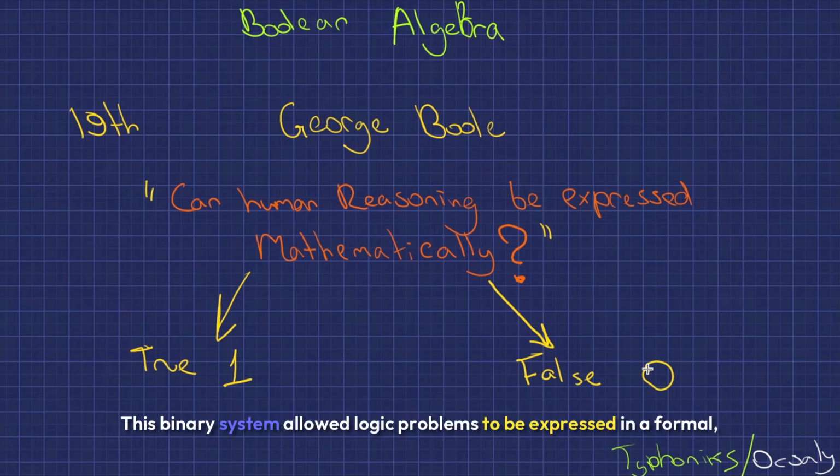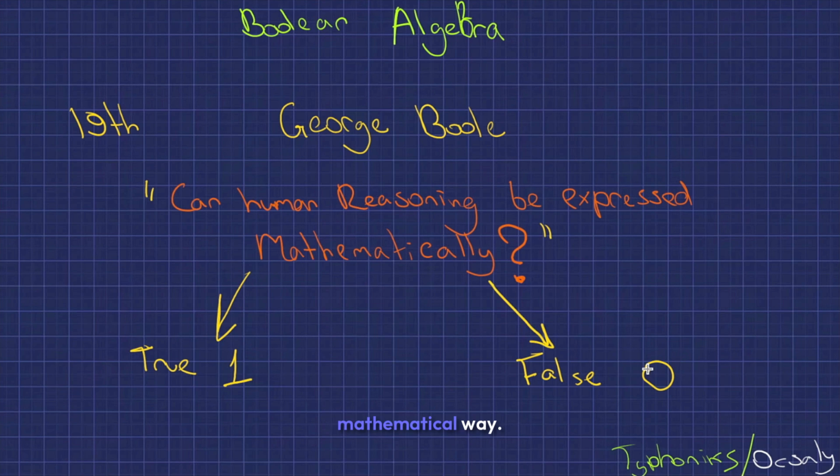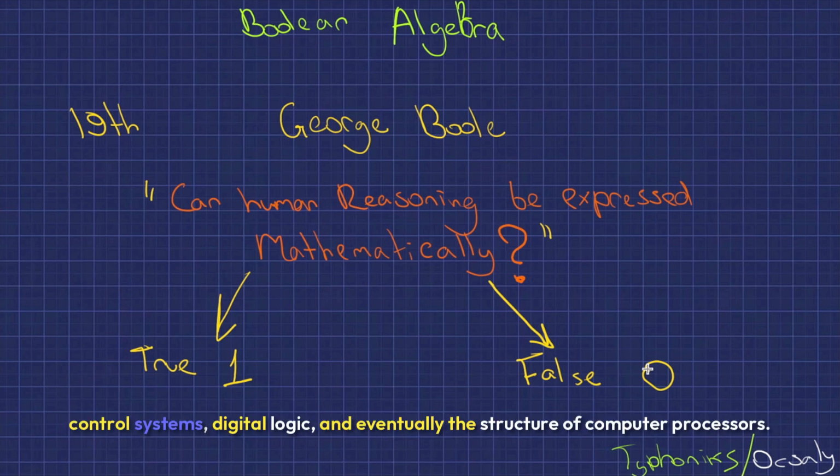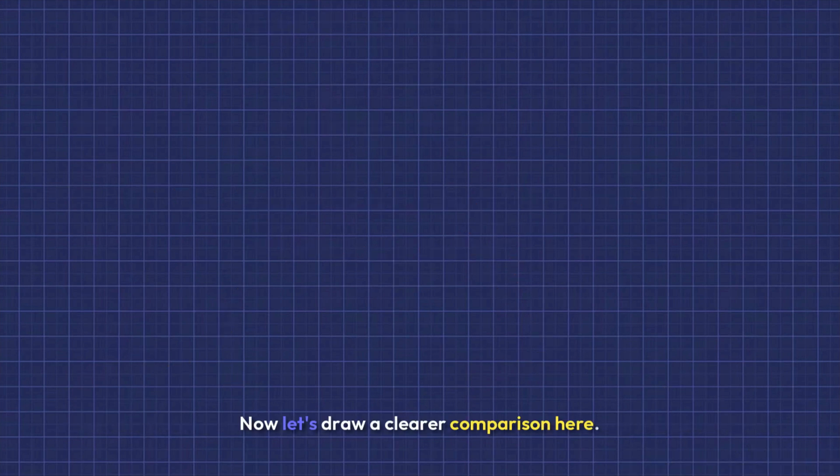This binary system allowed logic problems to be expressed in a formal mathematical way. The impact of this was far-reaching, laying the groundwork for logic control systems, digital logic, and eventually the structure of computer processors. Now let's draw a clearer comparison here.